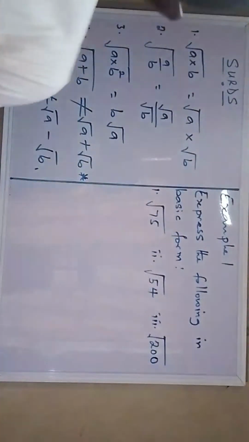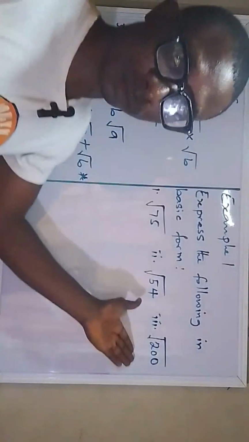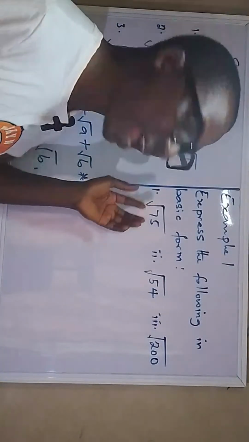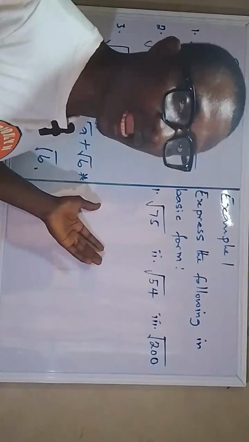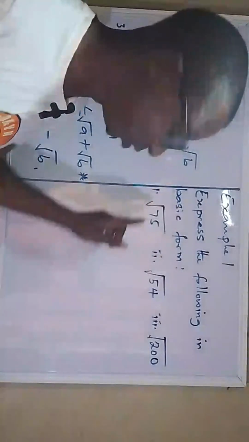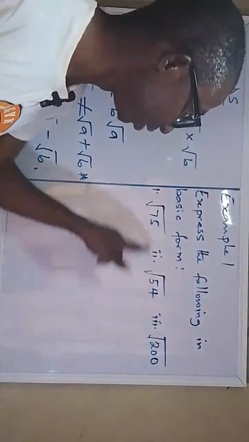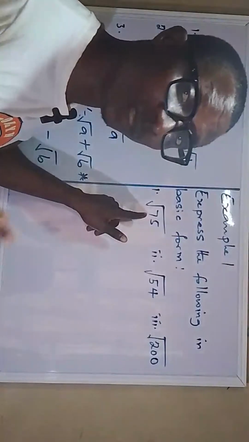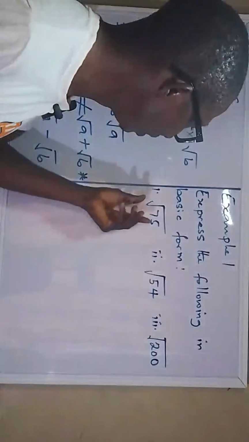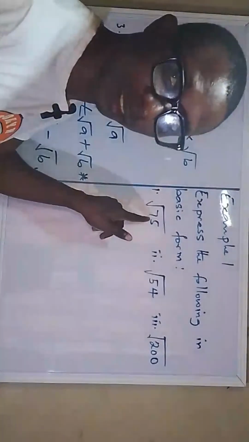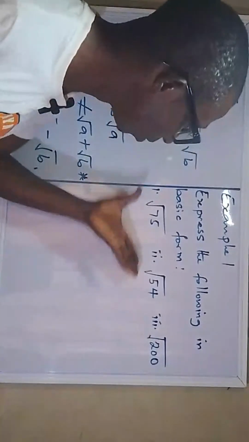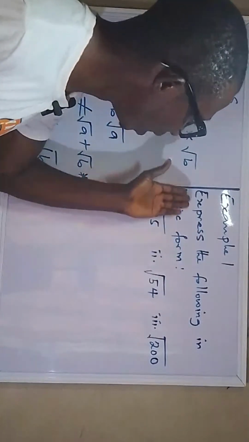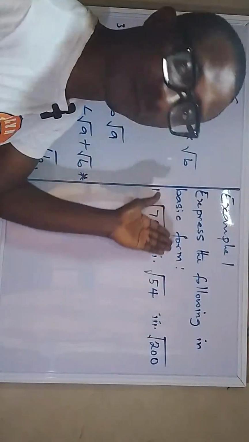Now these are single SURDs. Just like I defined SURD earlier, SURDs are irrational numbers which are roots of rational numbers. You see what we have inside, they are all rational numbers. So SURDs are irrational numbers, which means a SURD cannot be expressed as a fraction. These are square roots of rational numbers. 75 is a rational number. So these are single SURDs, and you have to express them in basic form.